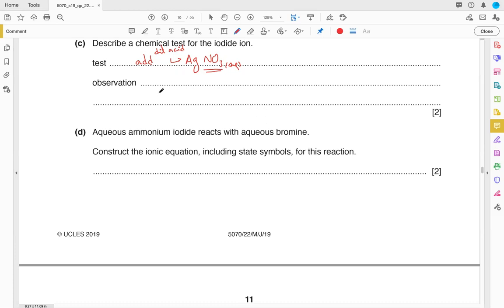Now what will you see? For halides, silver gives precipitates. The precipitate is white for chloride, off-white for bromide, and yellow for iodide. So your observation is that you will see a yellow solid.